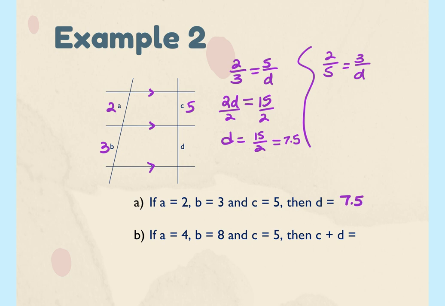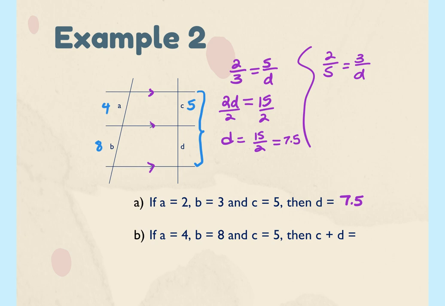You can leave it improper. Usually on lengths, they will go to the next step and they will actually take that and make it into a decimal. So when you're checking your answers, that might be what it is. But you can also take 15 over 2. Questions on that one? All right, then go to B. And B says if A is 4, B is 8, C is 5, find C plus D.